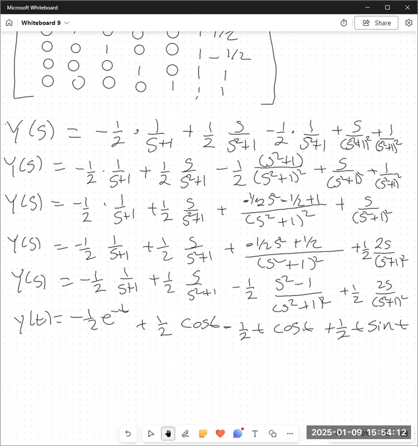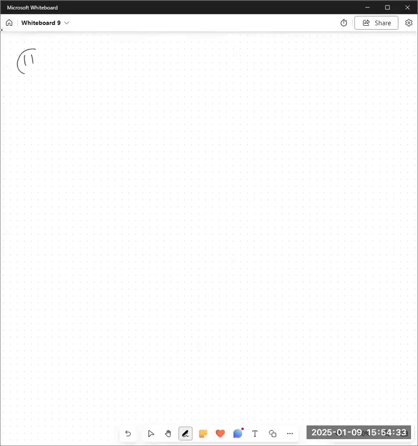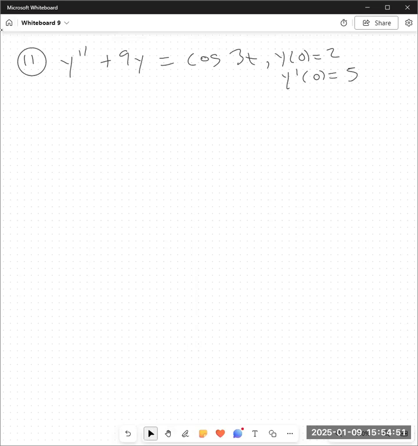One more problem, I promise you it's much shorter than that. That was the hardest problem. So let's look at number 11. We have y double prime plus 9y equals cosine 3t, y of 0 equals 2, y prime of 0 is equal to 5.